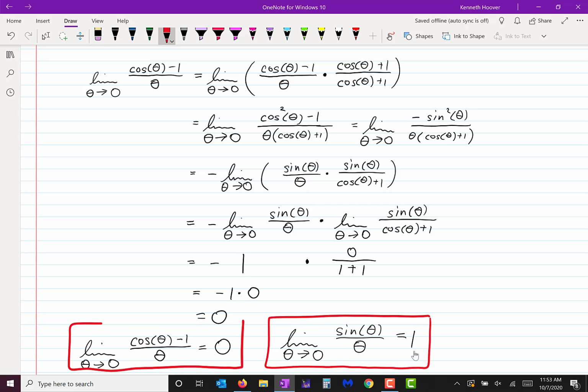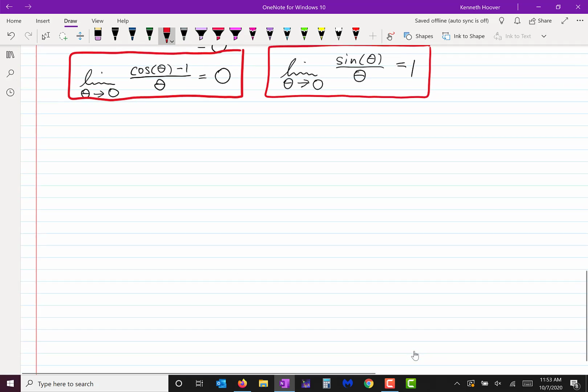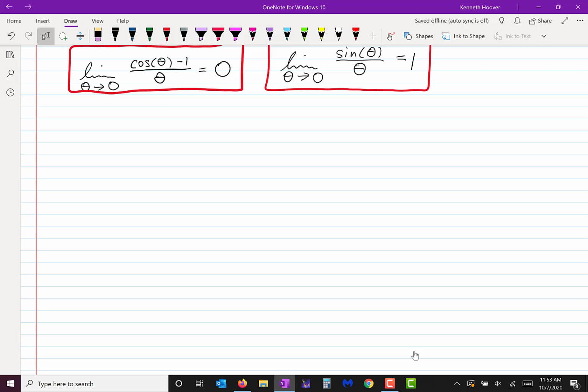Okay, those two are going to be very important. And now finally, we can find the derivative of sine. There will be nothing difficult about this now. We've done the hard part. Okay, so let's write sine prime of theta, or we can use x if you prefer. Okay, so what's that going to equal?